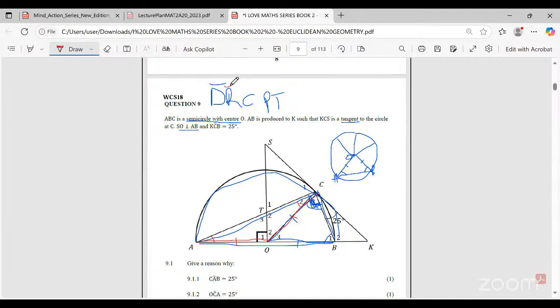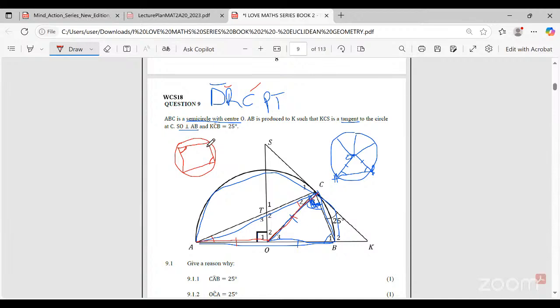We can now move to the C. C is a cyclic quad. With a cyclic quad, we need to know the properties of a cyclic quad. If this is our circle and there exists a cyclic quad in that circle, you need to know the first property of a cyclic quad is that opposite angles of a cyclic quad are supplementary. What do we mean by supplementary? When you add them up, they give you 180 degrees.